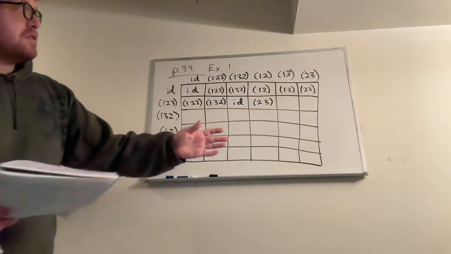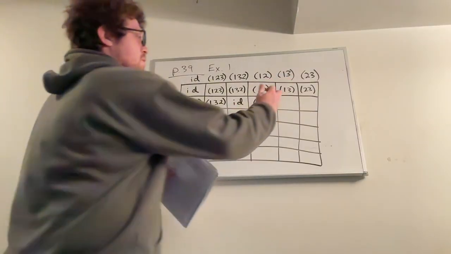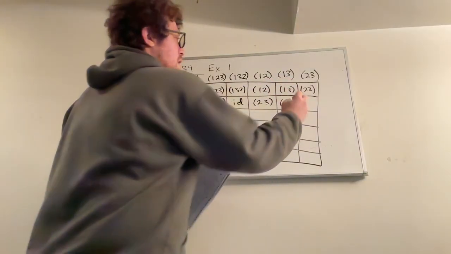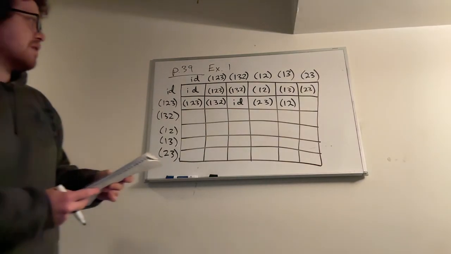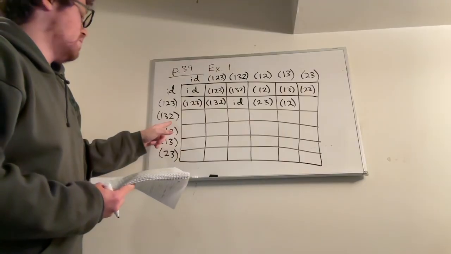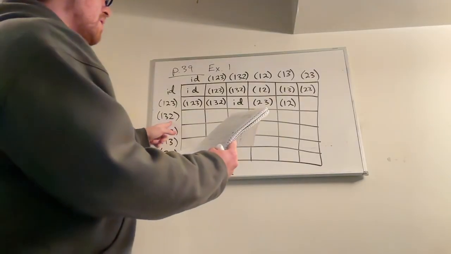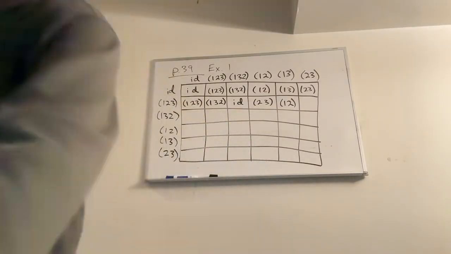And then similarly, here 1 goes to 3, 3 goes to 2, so here 1 goes to 2, and 2 goes to 1, 3 goes to itself. Oh wait, no, I did that wrong. Wait, 1, 3, 3 goes to 2. Oh, I did it wrong on my paper. 1, 3. Oop. Let me fix that.